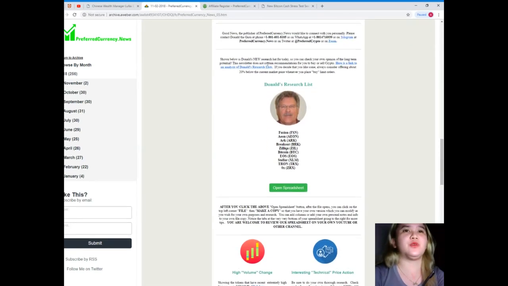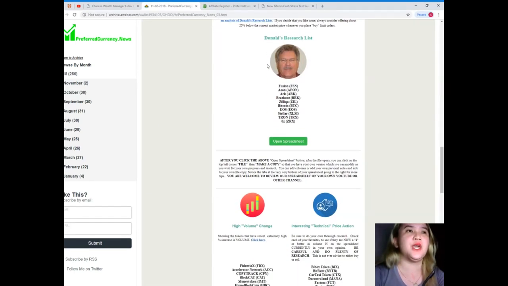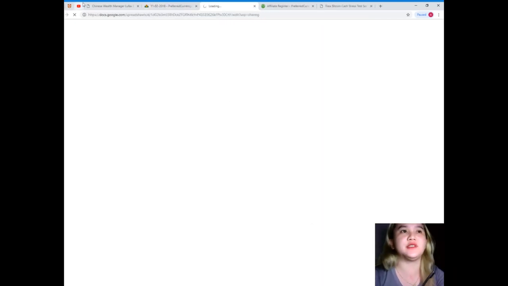But the most important thing that I want to introduce to you is Donald's research list, okay? His research list, guys, because why? I find it really interesting because when I found out about Donald's research list, it made my research on cryptocurrency or tokens very convenient. Why? Let me show you. Let's just hit open spreadsheet.